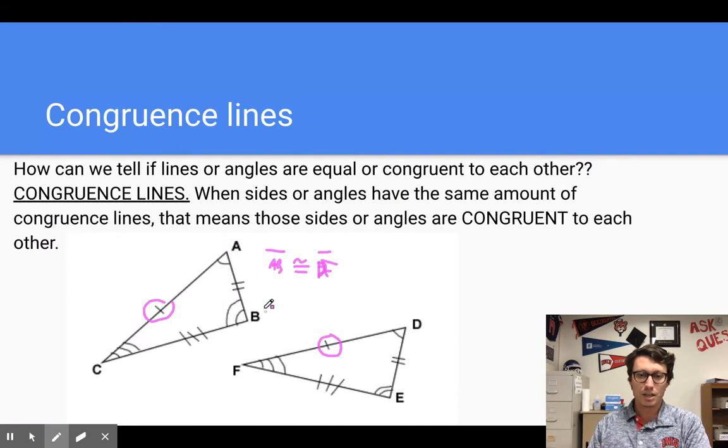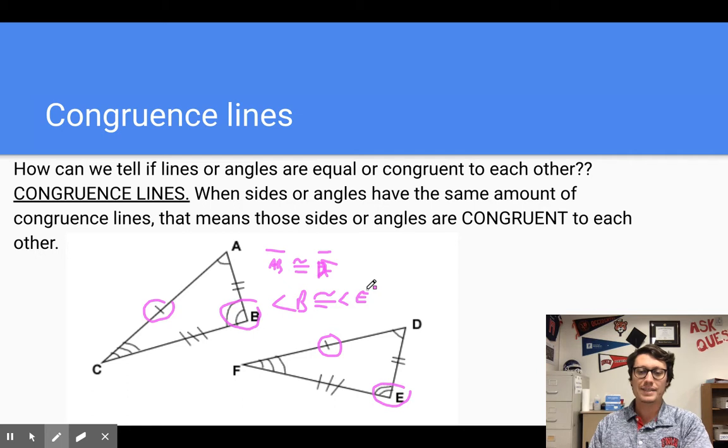Okay, another example. Let's take a look. This angle right here, angle B, has two little bubbles in it. So look over here. We see that this angle here has two little bubbles. So that means angle B is congruent to angle E.